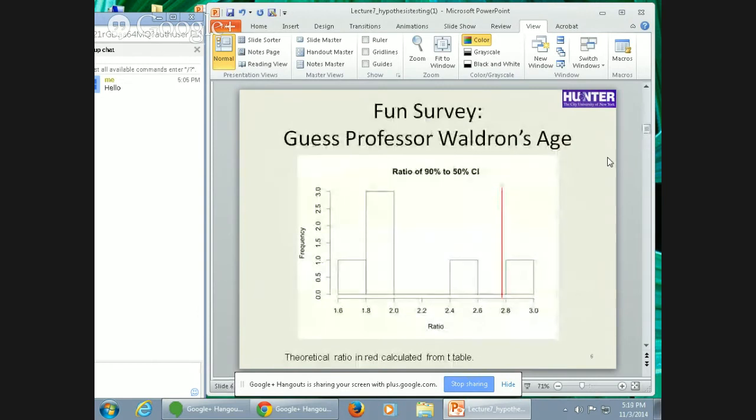The ratio of the 90% to the 50% confidence interval, or the ratio of the margins of error. How much bigger is your 90% interval compared to your 50% interval? This is the theoretical answer. It should be about 2.8 times bigger to go to the 90% confidence interval. 2 of them were about there, but for most people, there actually wasn't enough difference between your 50 and 90% confidence intervals, I think.